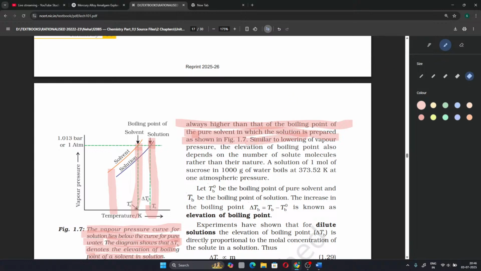Similar to the lowering of vapor pressure, the elevation of boiling point also depends on the number of solute molecules.